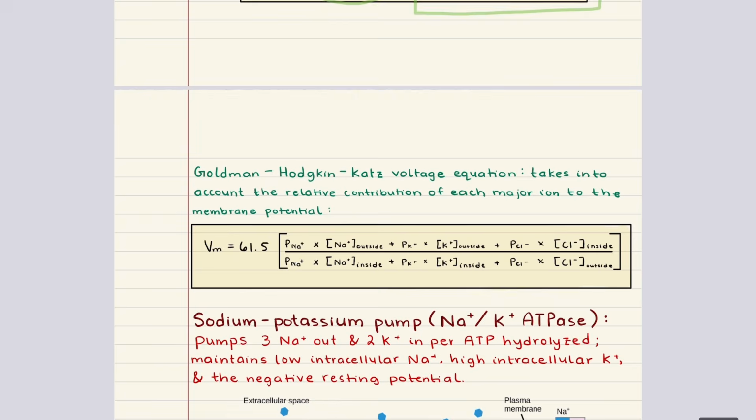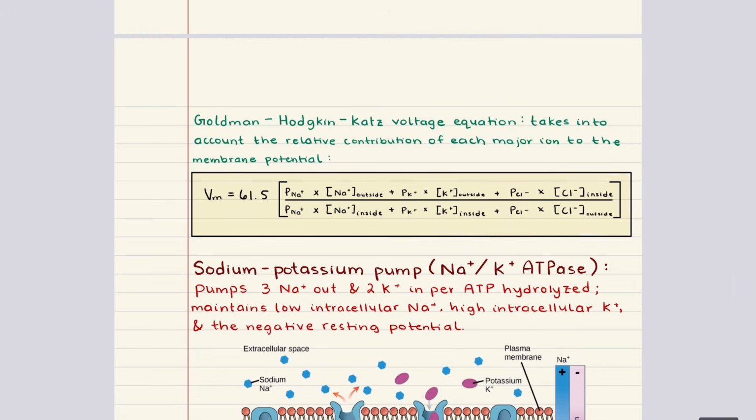However, in real cells, the membrane potential is going to be influenced by multiple ions at the same time. That's where the Goldman-Hodgkin-Katz voltage equation comes in. This equation is going to account for the permeability of the membrane to each major ion, commonly sodium, potassium, and chloride, and all their relative contributions to the overall membrane potential. If, for example, the membrane is more permeable to potassium than sodium, potassium is going to have a greater influence on the resting membrane potential.